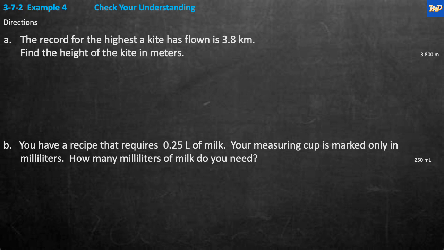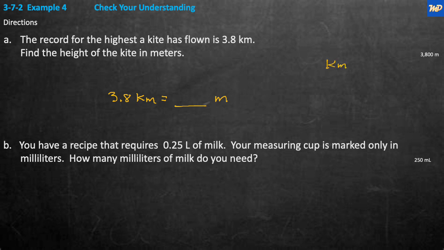Okay, I'm assuming you're back. So let's go for the first one. The highest the kite has ever flown according to this is 3.8 km. Okay, and they want to find the height of the kite in meters. So they want to know what is it equal to, and I'm going to put m over here, meters. In order to get this correct, I'm going to start with where we are. We're starting with km, so km.